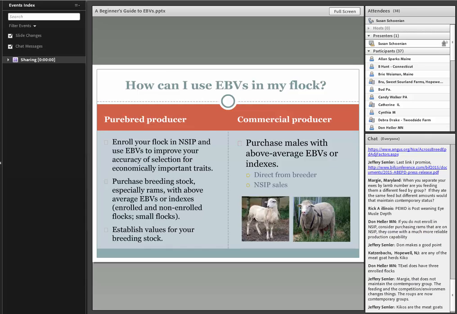And if you're a small flock, you think you're too small, you think your numbers are going to be meaningless or too slow, again, this is a way to introduce performance into your flock. EBVs can also be used to establish values for your breeding stock.